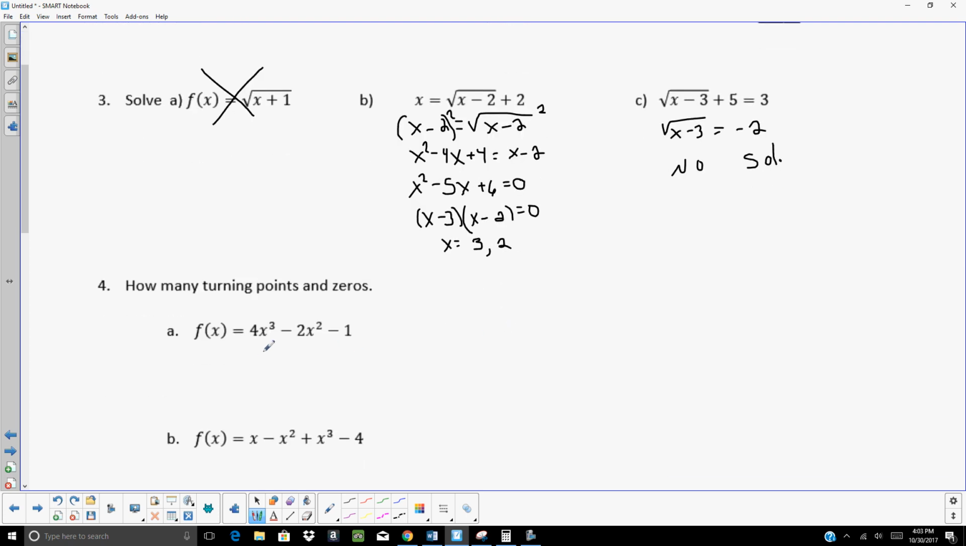All right, how many turning points and how many zeros? Well, it's a third degree, so there's 3 zeros. And the number of possible turning points is always 1 less. So 2 possible turning points.